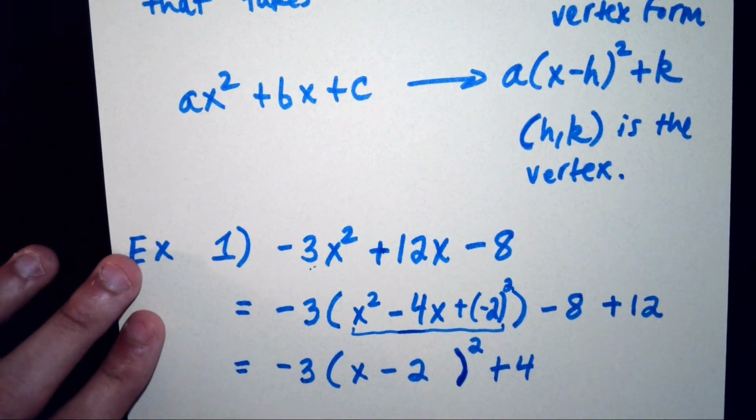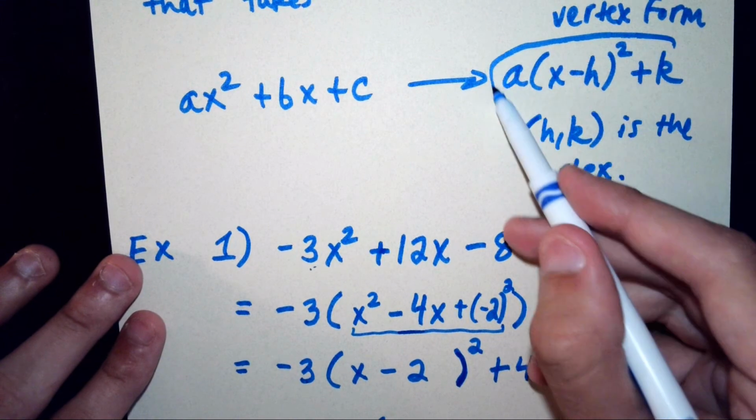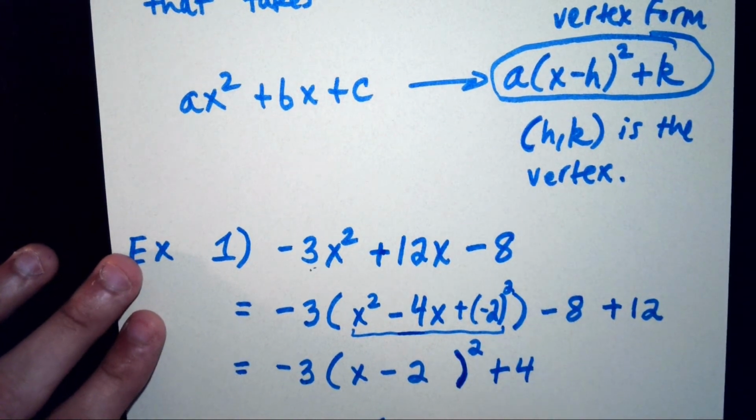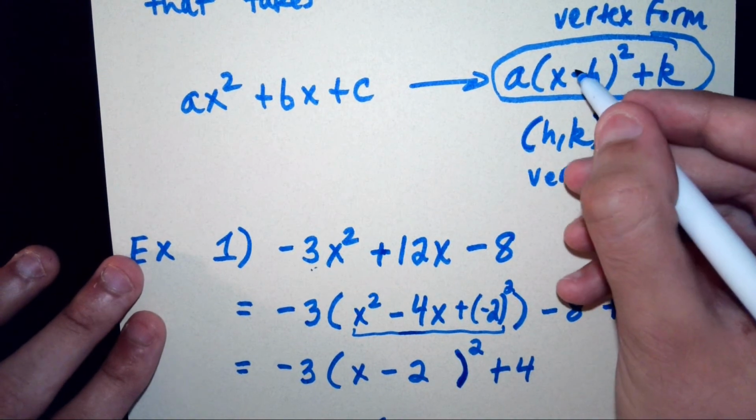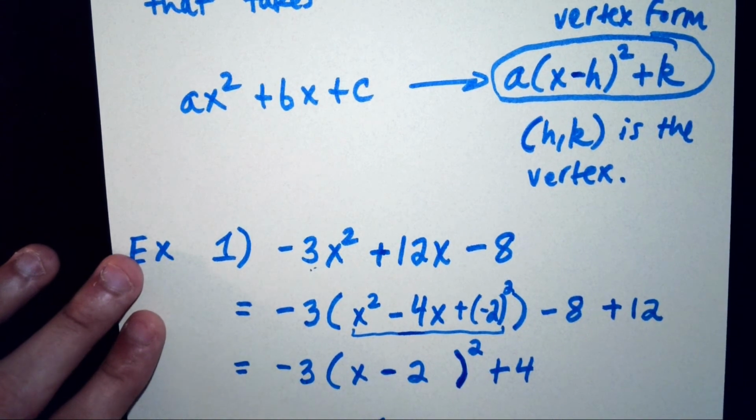In this form, the vertex is h comma k. So we can see that this minus and this minus are the same. So h here is 2, and k here is 4.